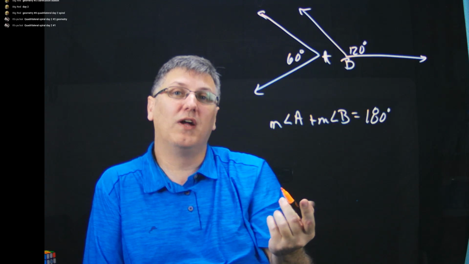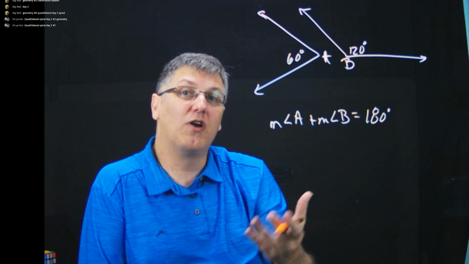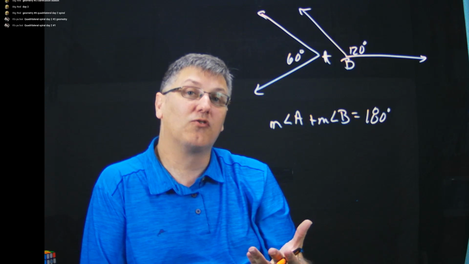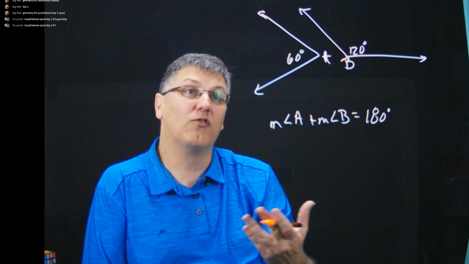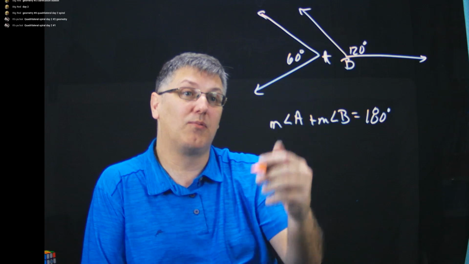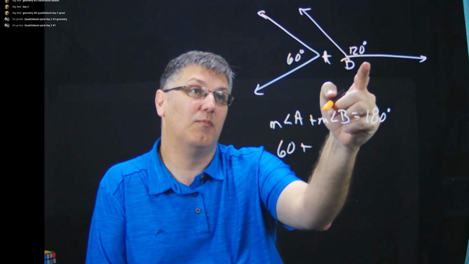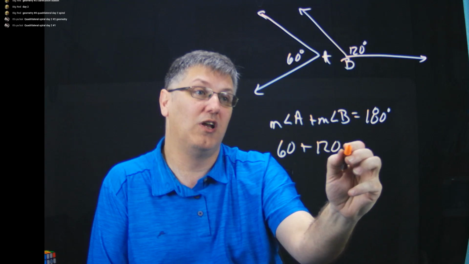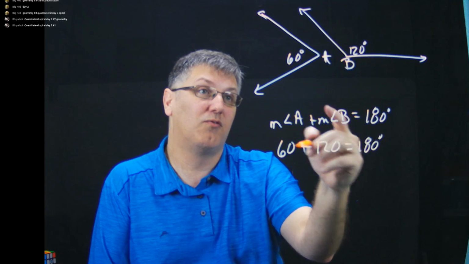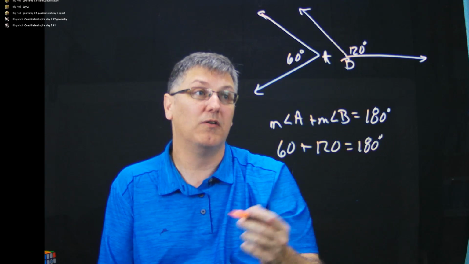If you add up the two angles, they don't equal 180 degrees, then they're not supplementary. If you add the two angles together and they equal 180, then they're supplementary. So in this case, the example I gave, the measure of angle A is 60. And if I add the measure of angle B, which is 120, that equals 180. So in fact, angle A and angle B are supplementary.